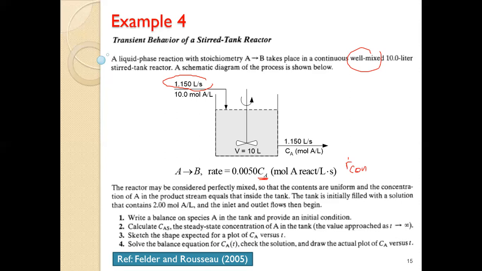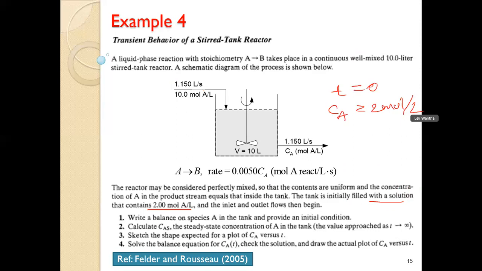The tank is initially filled with a solution that contains 2 mol A per liter. This is at time equal to 0. CA equals 2.0 moles per liter. This is the initial concentration at time equal to 0. We know that at time equal to 0, CA equals 2 moles per liter.